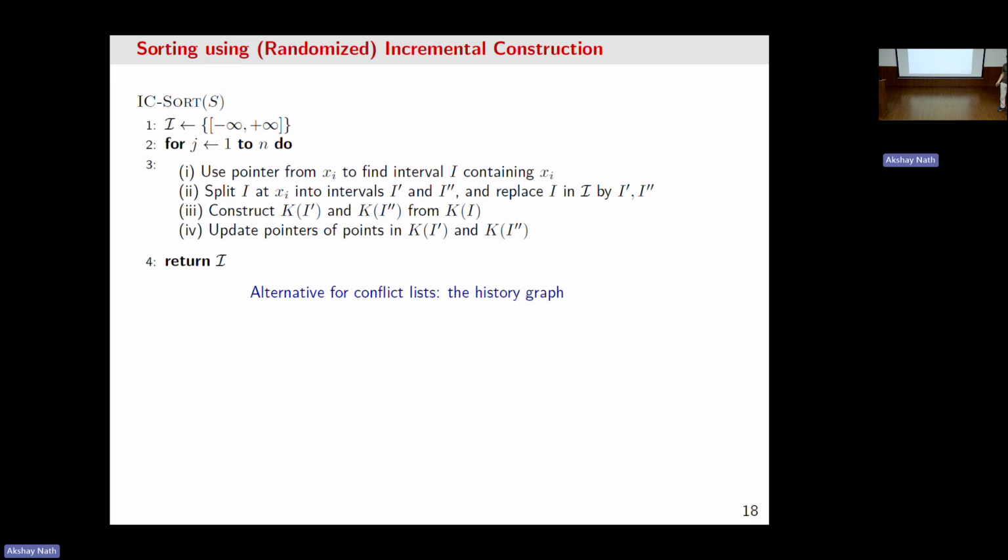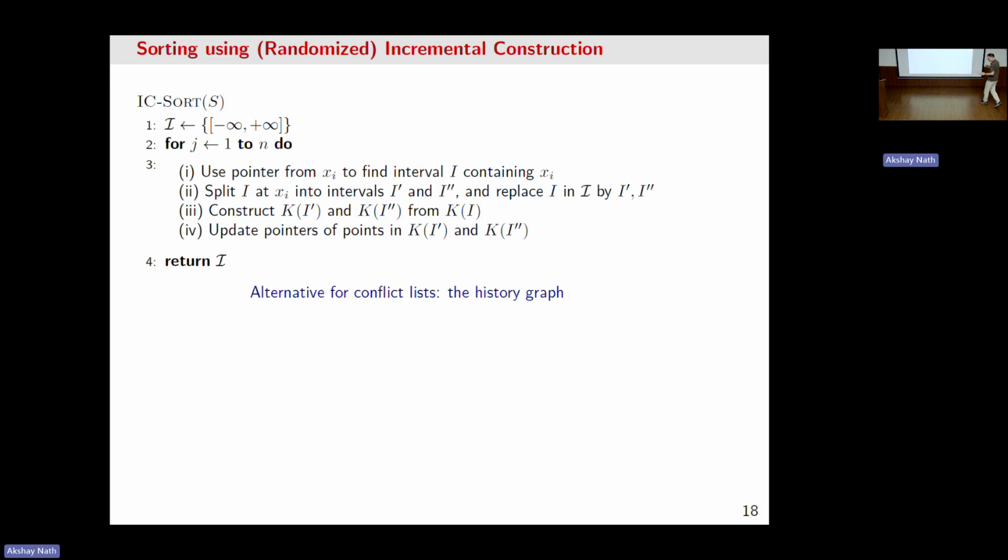So now I'm going to change it. I'm not going to maintain conflict lists. That also means when I add my point, I don't have a pointer to the interval that I need to split. So I somehow have to find that quickly. Here you could imagine you do binary search or something, but I'm going to give you a generic way of doing it, which will also be useful for other algorithms, which is the history graph.